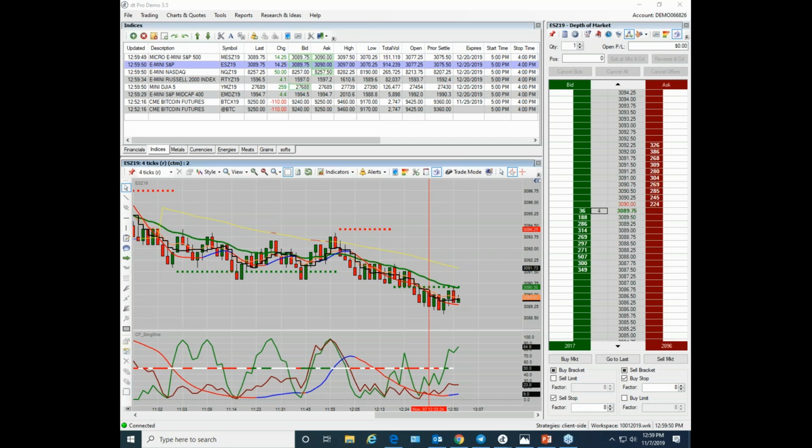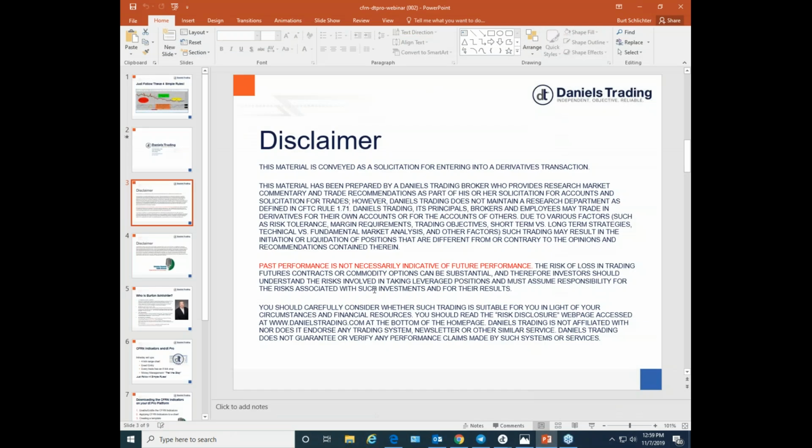So that's one little piece of the disclaimer. The other thing should be the funds that you put in a trading account should be risk capital. This could be funds that you can afford to lose. It's not going to change your lifestyle. You can continue to pay bills. Okay. That's a big one.